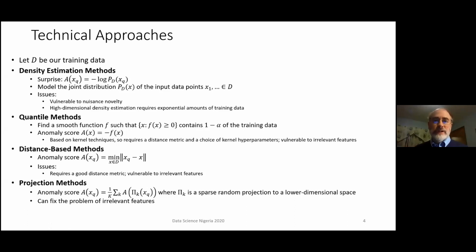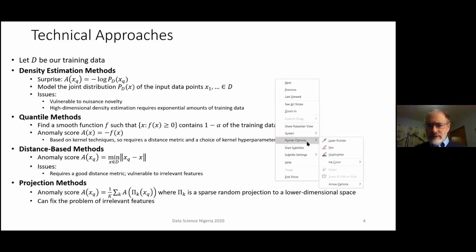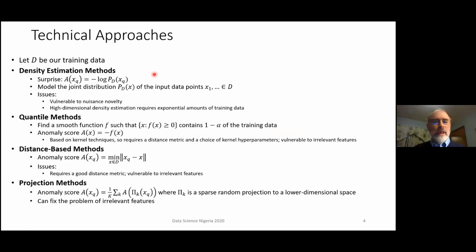Obviously, anomaly detection can be extended to time series and graphs and other structures, molecules, and so on. But here, I'll just be assuming that these have been converted into vectors of a fixed length. The first set of methods are density estimation methods.